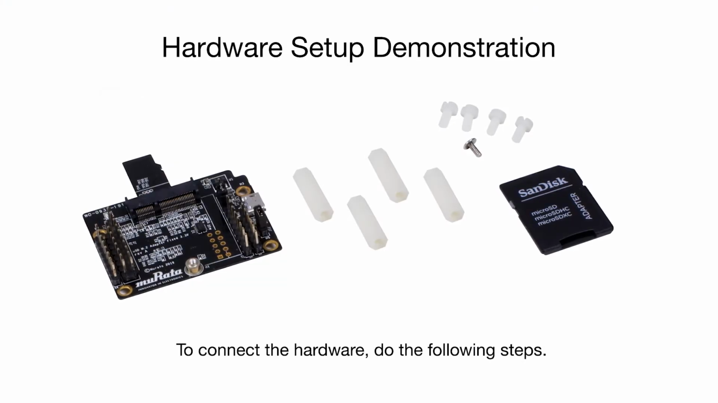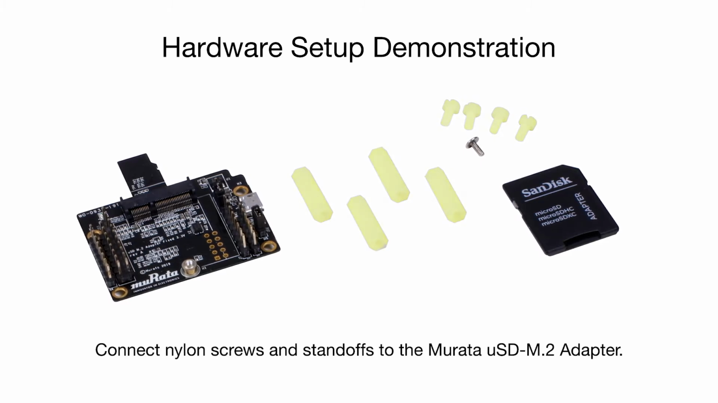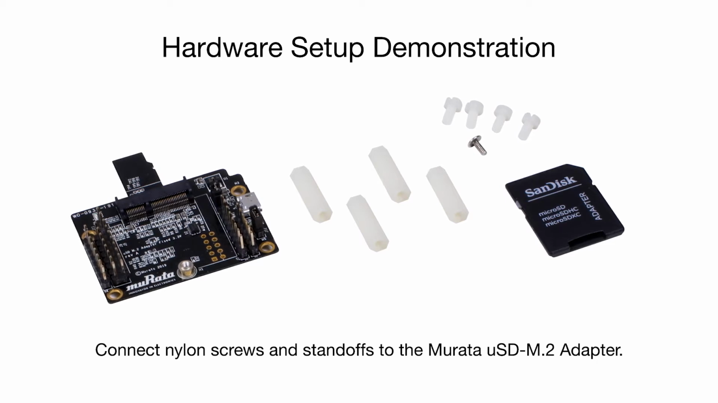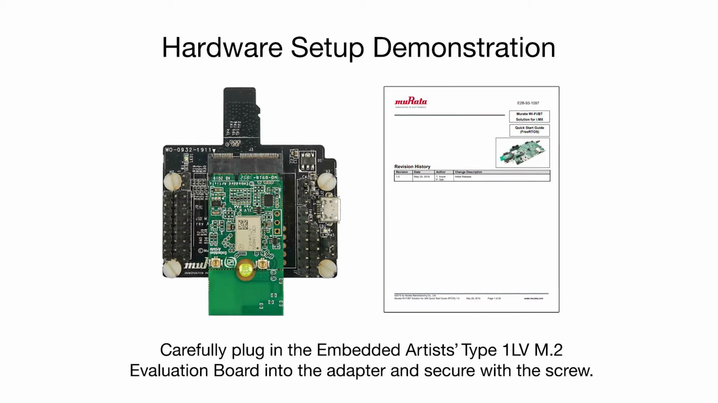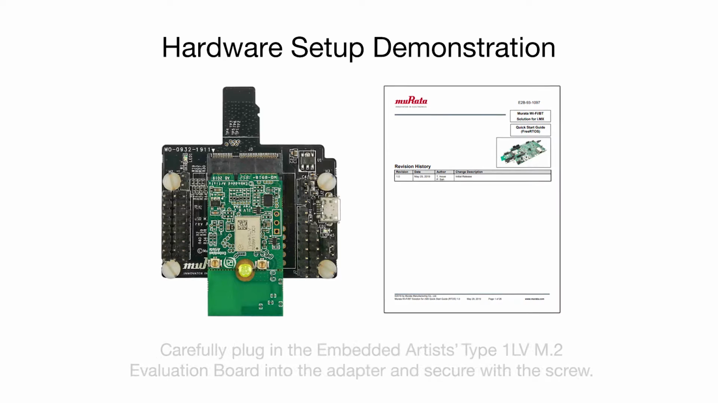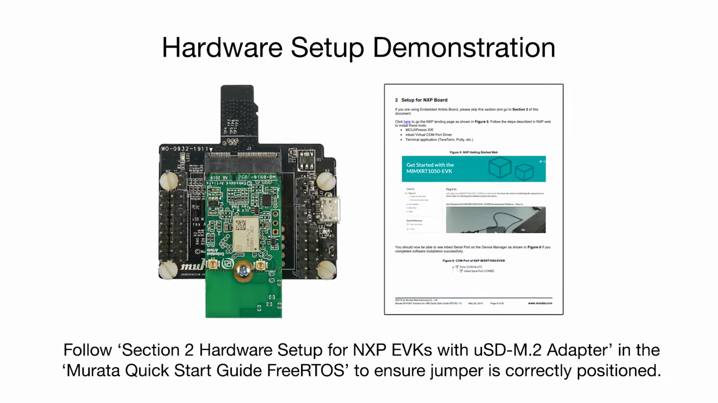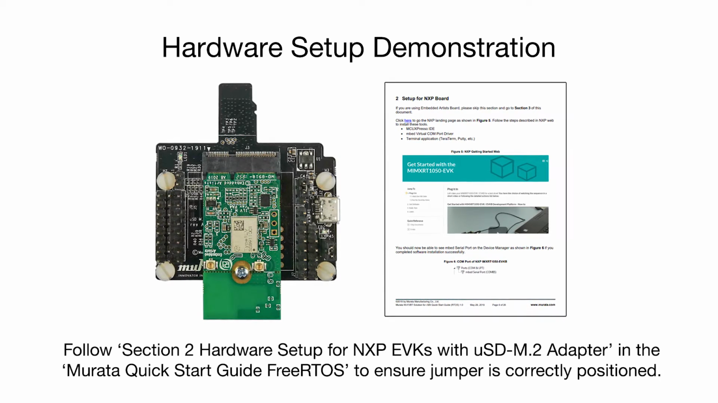To connect the hardware, do the following steps. Connect nylon screws and standoffs to the Murata microSD M.2 adapter. Carefully plug in the Embedded Artists Type 1LV M.2 evaluation board into the adapter and secure with a screw. Follow Section 2, Hardware Setup for NXP EVKs with microSD M.2 adapter, in the Murata Quick Start Guide FreeRTOS to ensure the jumper is correctly positioned.